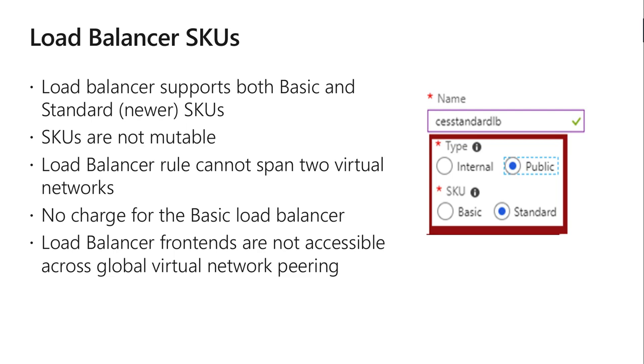A load balancer rule cannot span two virtual networks. The front ends and their related backend instances must be in the same virtual network. And there's no charge for basic load balancer. The standard load balancer is charged based on the number of rules and data processed. And the last one is load balancer front ends are not accessible across global virtual network peering. Okay, you can check out what we talked about on network peering in the previous session.